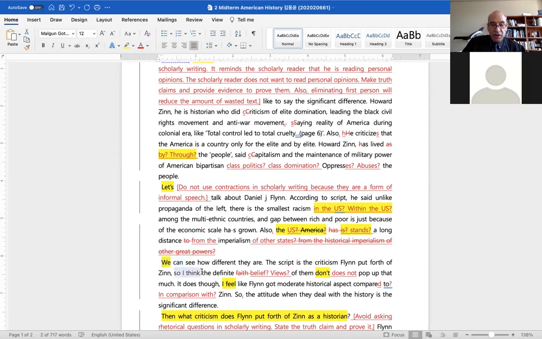So then you say, I think the definite belief. Don't say I think. Just declare what you think, what the difference is, and then prove it. Put forth then, the definite belief or views of them do not. I don't know why I say does not. It does, though, I feel.